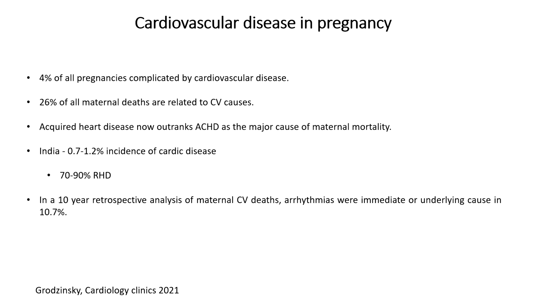As we all know, cardiovascular disease in pregnancy is not very uncommon. 4% of all pregnancies are complicated with cardiovascular disease, and around 26% of all maternal deaths are related to cardiovascular causes. Data from India shows around 0.7 to 1.2% incidence of cardiac disease in pregnancy, and around 70 to 90% is rheumatic heart disease. A substantial maternal mortality is associated with arrhythmias during pregnancy, so it's important to manage it properly in pregnancy.